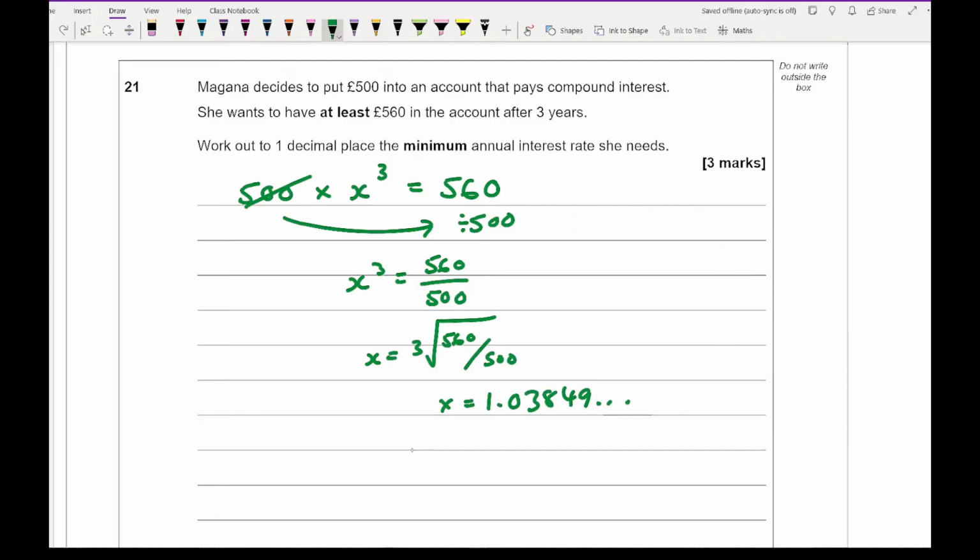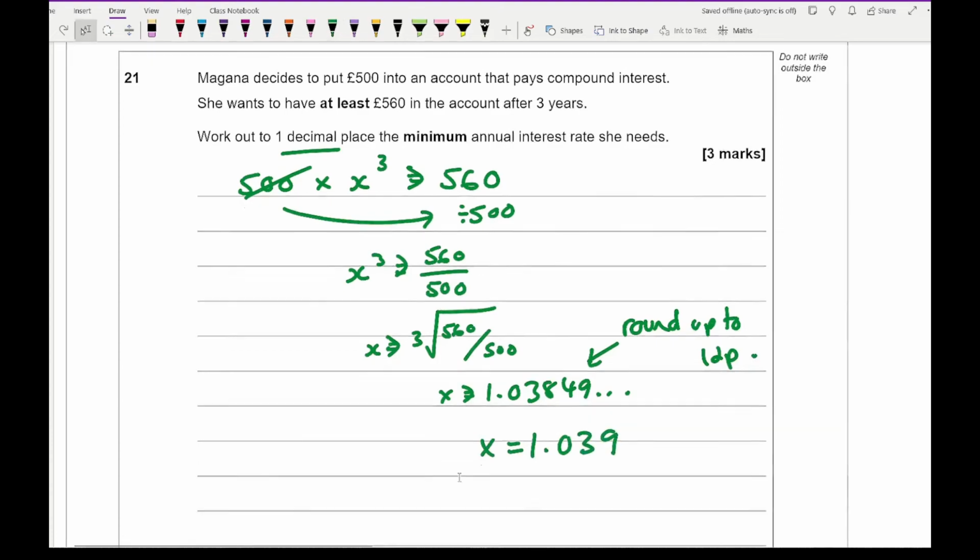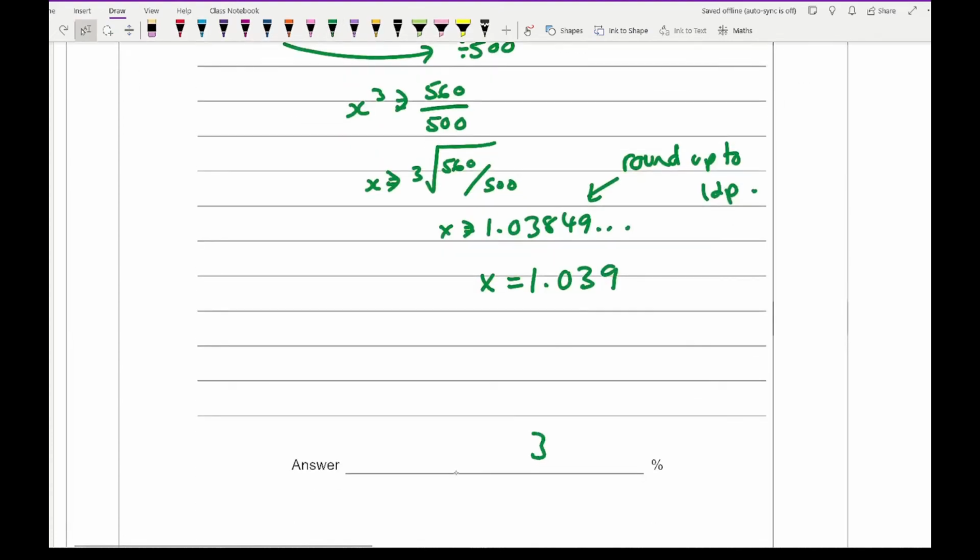Now we're wanting more than that, so here X has got to be greater. So if I just change that equal sign for a greater than sign, to one decimal place we need to round up, giving me an answer of 1.039, and converting that into a percentage is going to be 3.9%.